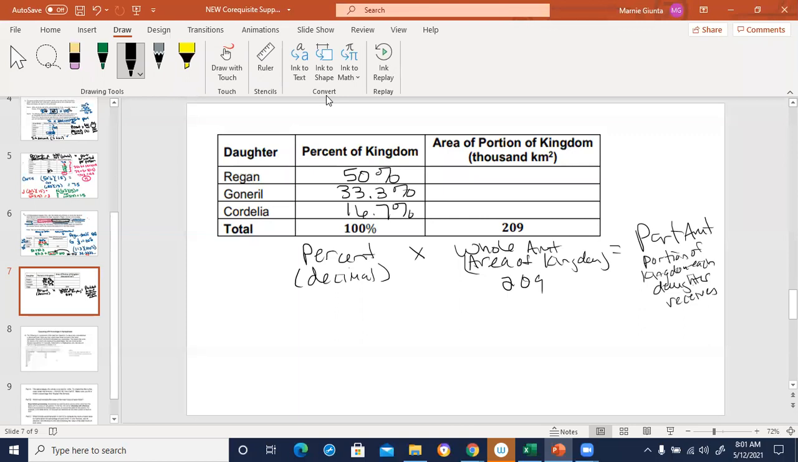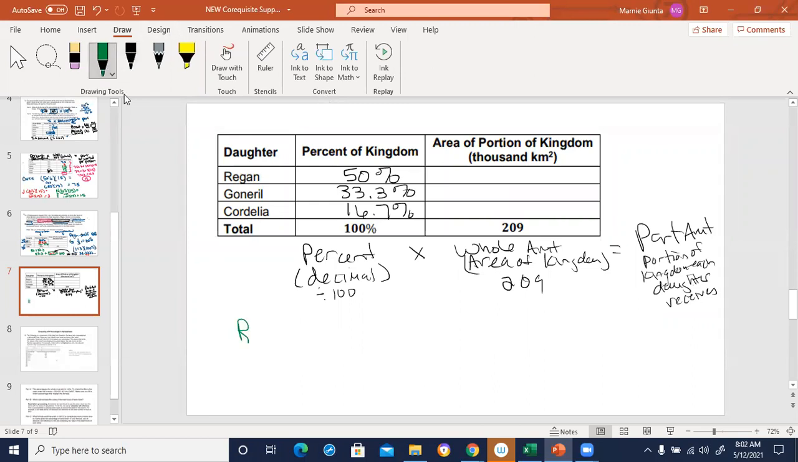All right, so I want to make sure you understand not just the numbers, but what we are getting out of it. So you're taking the percent. Remember, you must put it in decimal format. How do you do that? You divide by 100. You multiply that by the whole amount. In this example, it's the area of the kingdom, and the total area of the kingdom is 209,000 square kilometers. And that is going to equal the part amount that each one of the daughters receives. Each daughter is going to receive a portion of the kingdom, right? So let's go through each one of these.